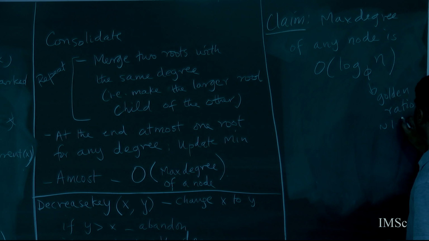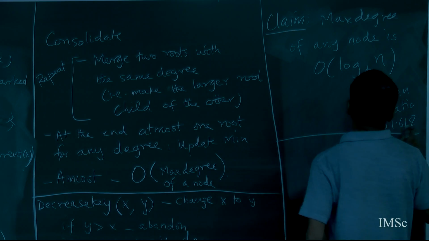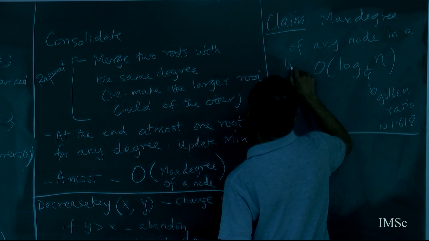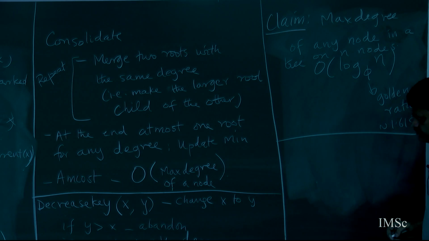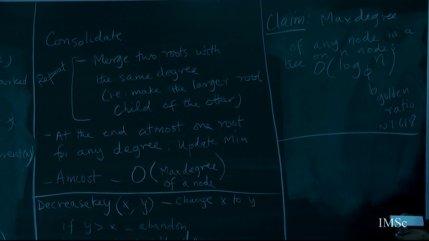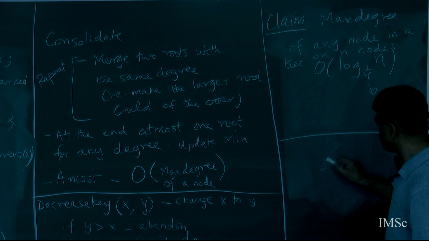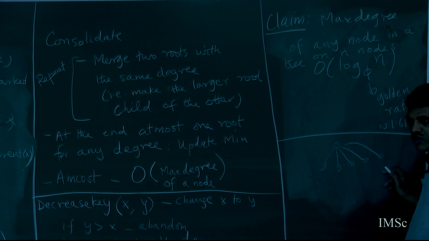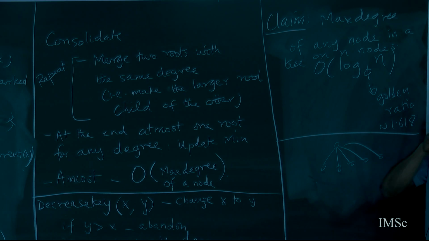Which is roughly 1.618. Any node in a tree on n nodes... if I allow arbitrary cuts, I cannot say this, because I could have a tree like this, where this lost all its children, this lost all its children, all of this, and then I have only 6 nodes here, but its degree is 5, closer to linear than logarithmic. Okay.